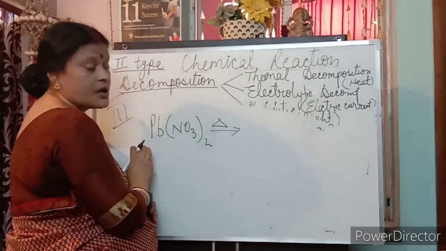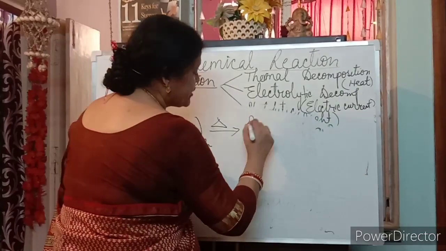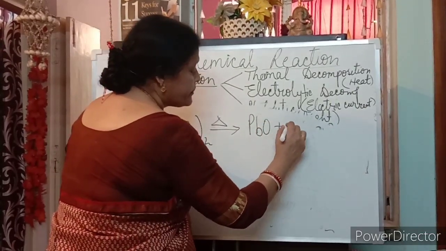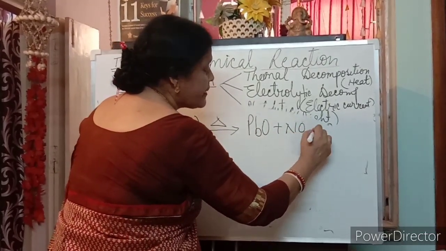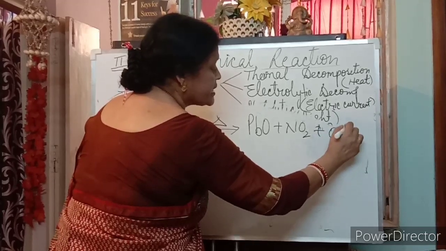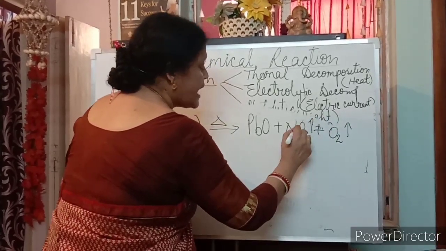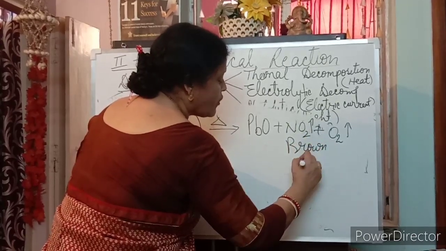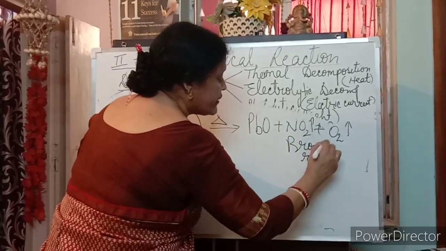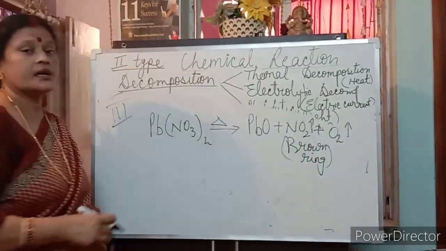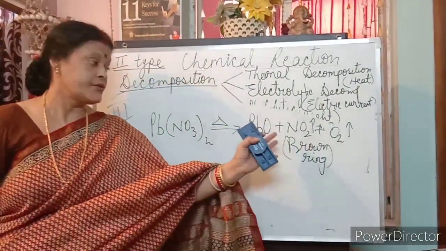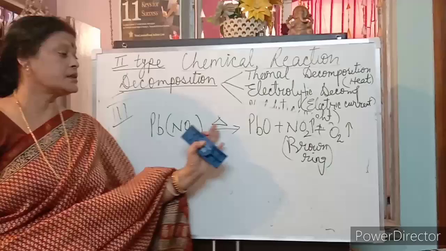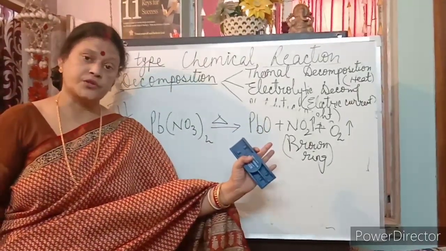Now when we heat this, what will we get? We'll get lead oxide, plus NO2 gas will be released, plus oxygen gas will be released. These are the gases released, and a brown colored gas, NO2, is released, forming brown fumes. This is the third example of thermal decomposition.